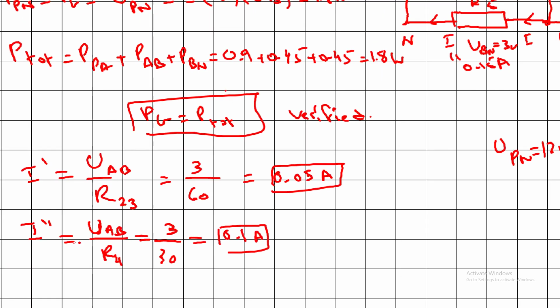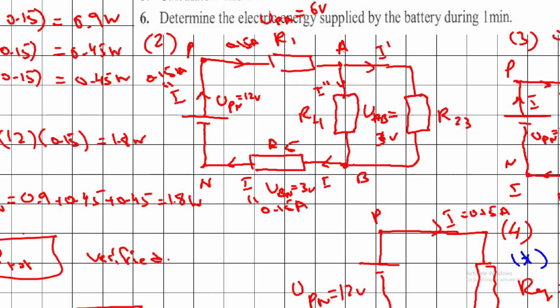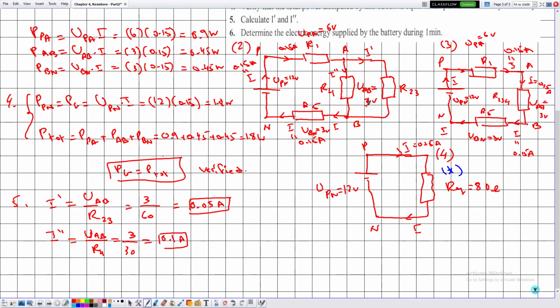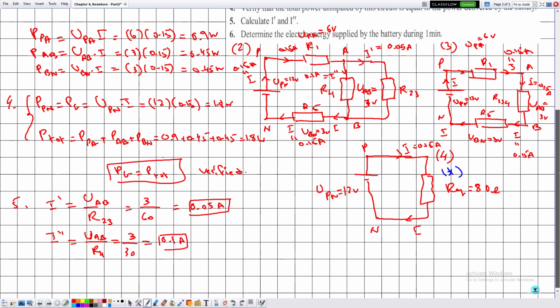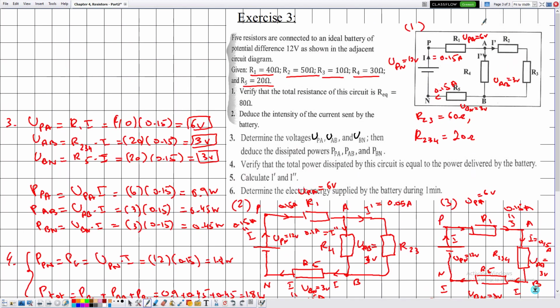And notice that if you add 0.05 with 0.1, it's 0.15, which is the value of the main current, which means that the law of addition of currents is verified. Now let me label here that this is 0.05 amperes and this is 0.1 amperes. So I prime is 0.05 amperes and I double prime is 0.1 amperes.